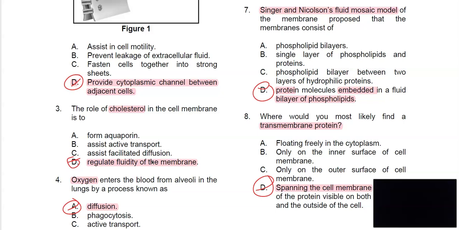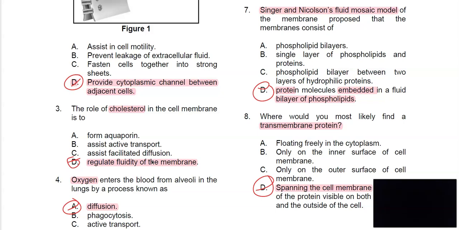So if the temperature is warm, it may cause the phospholipid molecules to move rapidly and cause the membrane to become more fluid. So in order to prevent the membrane from becoming too fluid, the presence of cholesterol will hinder the phospholipid molecules from moving too fast. This prevents the membrane from becoming too fluid.